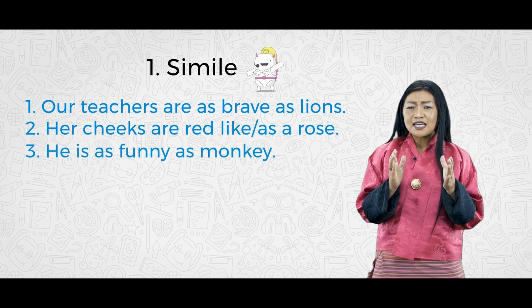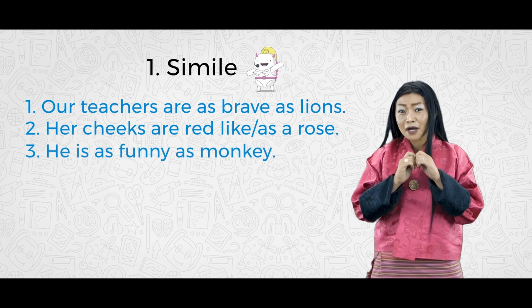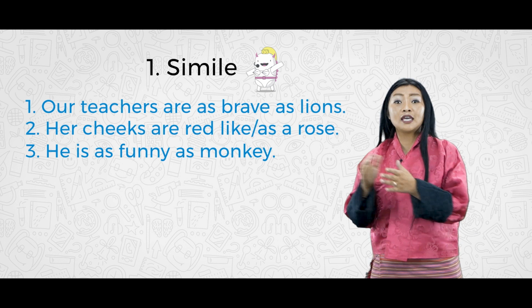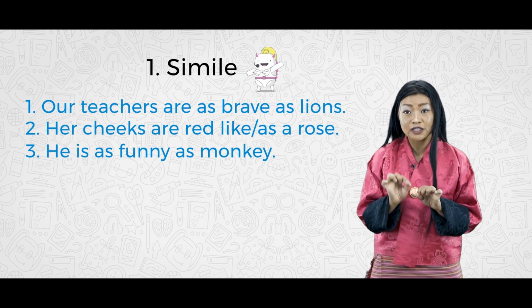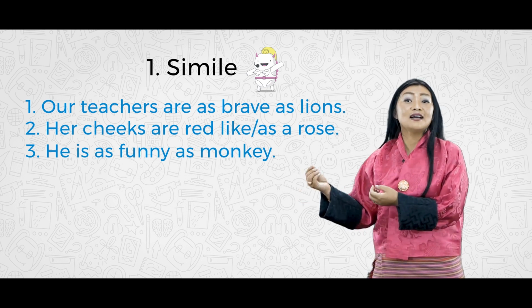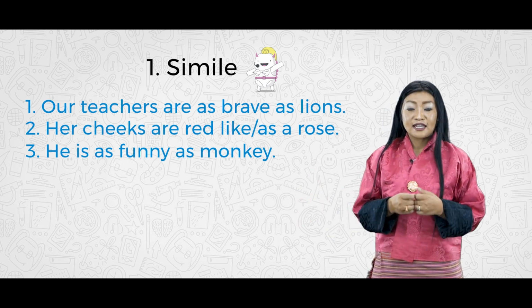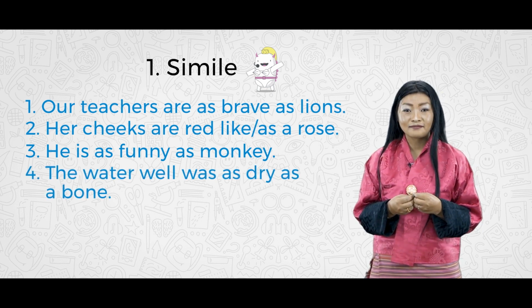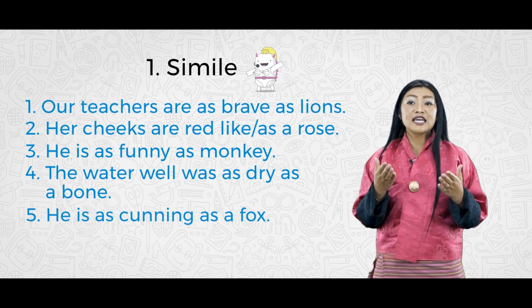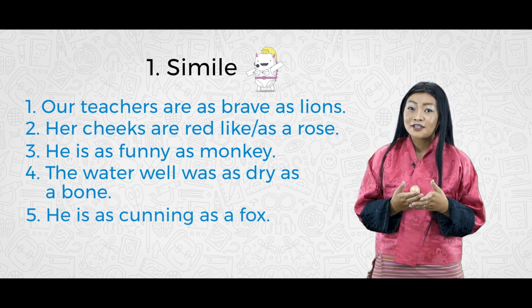Alright, he is as funny as a monkey. Again, I'm comparing a boy with a monkey using as or like. For now, I use as. I can even use like. He is funny like a monkey. The next example, the water well was as dry as a bone. He is cunning as a fox. So these are the examples of similes in which I have used like and as, comparing things and bringing up the similarities.